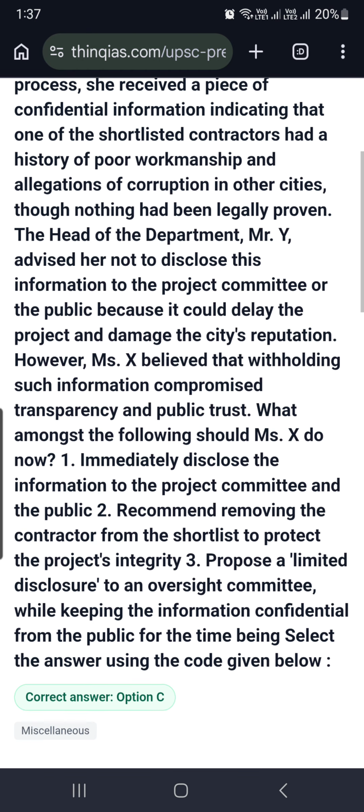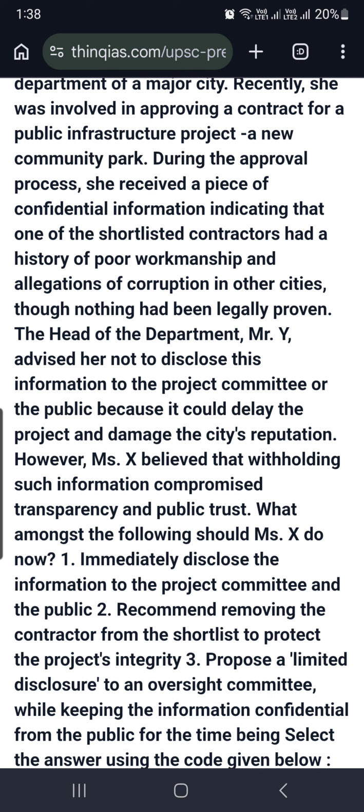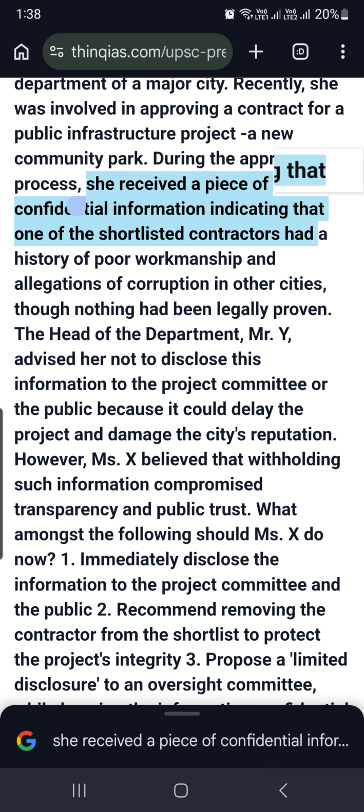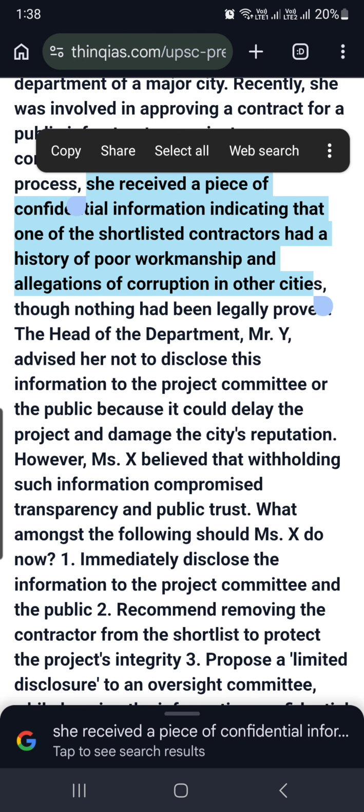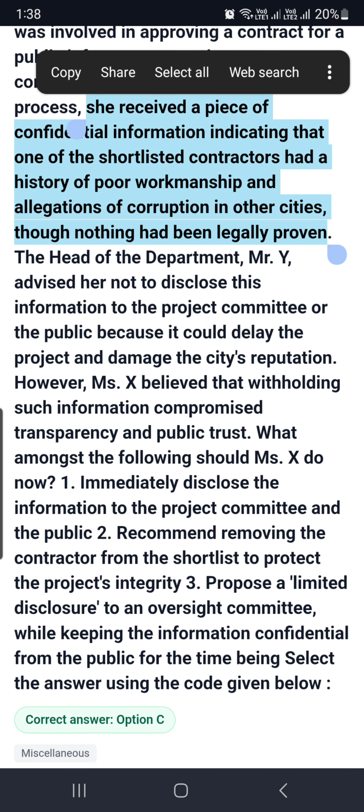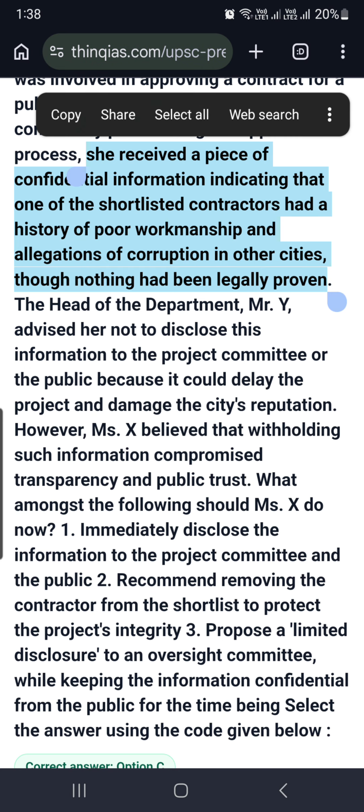So basically, what has happened in this case study is that the official has received a piece of confidential information that one of the contractors has a history of poor workmanship and allegations of corruption. Okay, but nothing is yet legally proven. So what steps should she take to ensure that the project goes ahead ethically? So she just has a hint. She has received a piece of confidential information that the shortlisted contractor has some allegations of corruption, some history of poor workmanship, and nothing is legally proven.